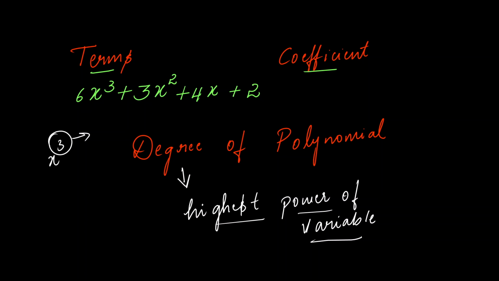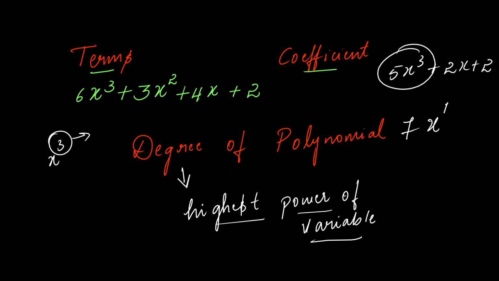And if you see the next example, 5x cube plus 2x plus 2. Here, the highest power is 3, which is 5x cube. In this 5x cube, the highest power is 3. So the degree is 3. In the next example, 7x is the highest power, so the power of x is 1. So we have only 1 as the power. In this expression, the highest power is 1, so 1 is the degree of polynomial.